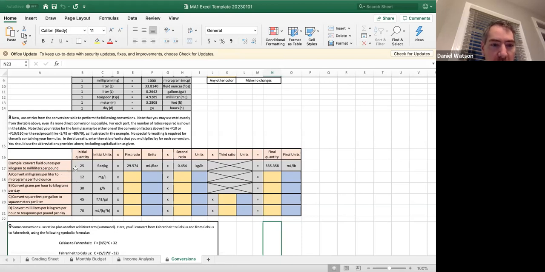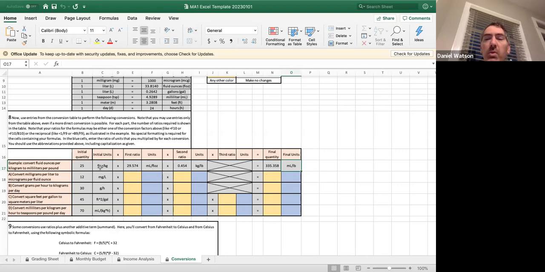All right, so going through the example, you're given an initial quantity. Here we've got 25 fluid ounces per kilogram. And what you're trying to do is to convert this to milliliters per pound. So in the final units, that should say milliliters per pound. You do this by changing your units. For example, fluid ounces needs to be converted to milliliters.